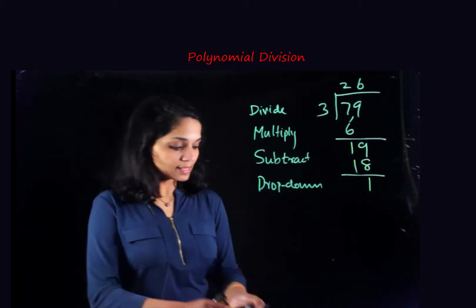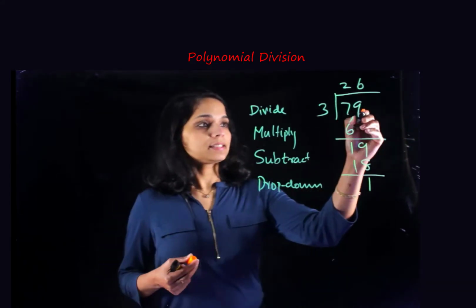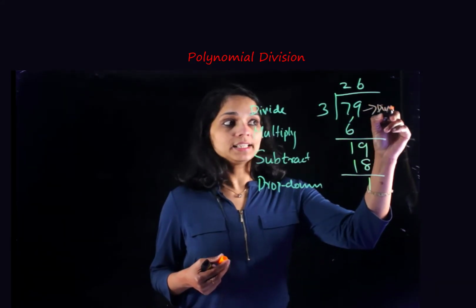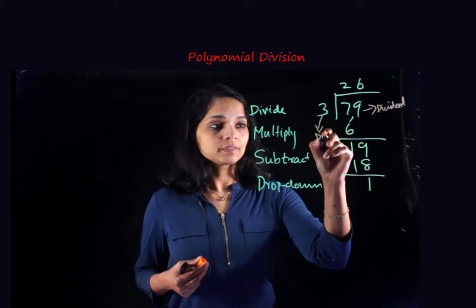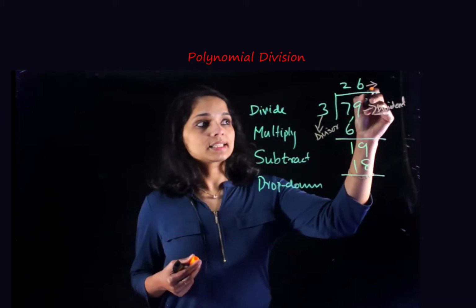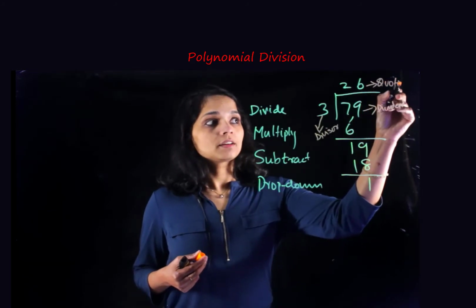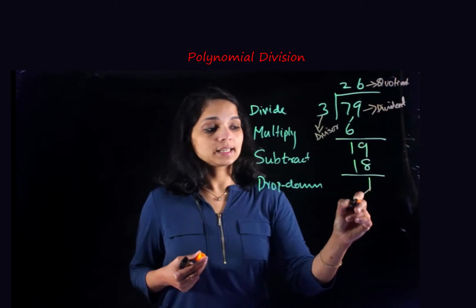And what do we call these numbers? 79 is the dividend and 3 is the divisor and 26 is the quotient, 1 is the remainder.